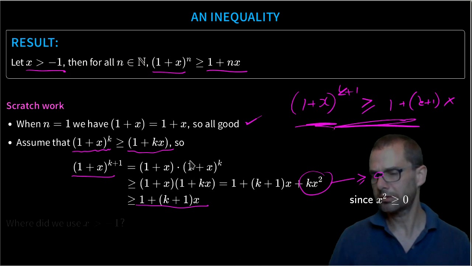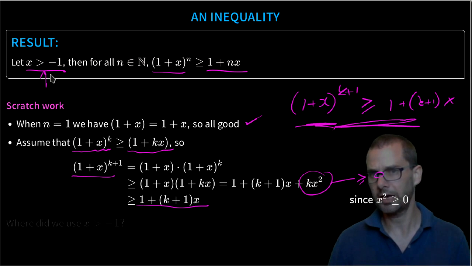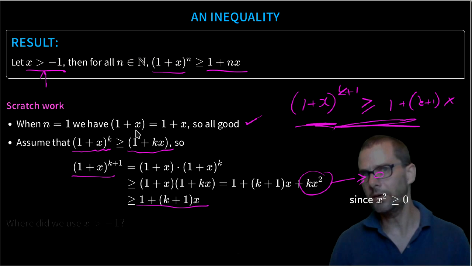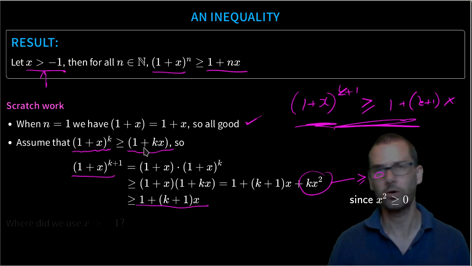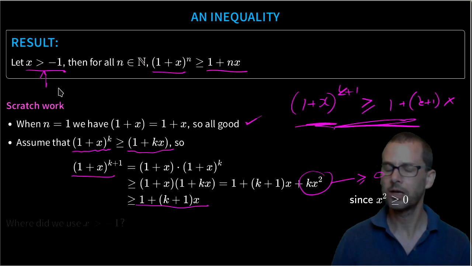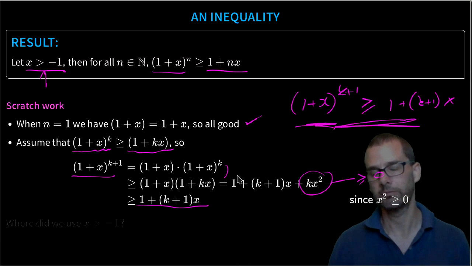Now, this all seems reasonable, but we should be thinking to ourselves, hold on, there's this extra condition here that x has to be strictly bigger than minus 1. Where did we use that fact in this work? Because if we didn't use that fact, we should be a little bit suspicious. And where it actually shows up is here, when we multiply by 1 plus x.